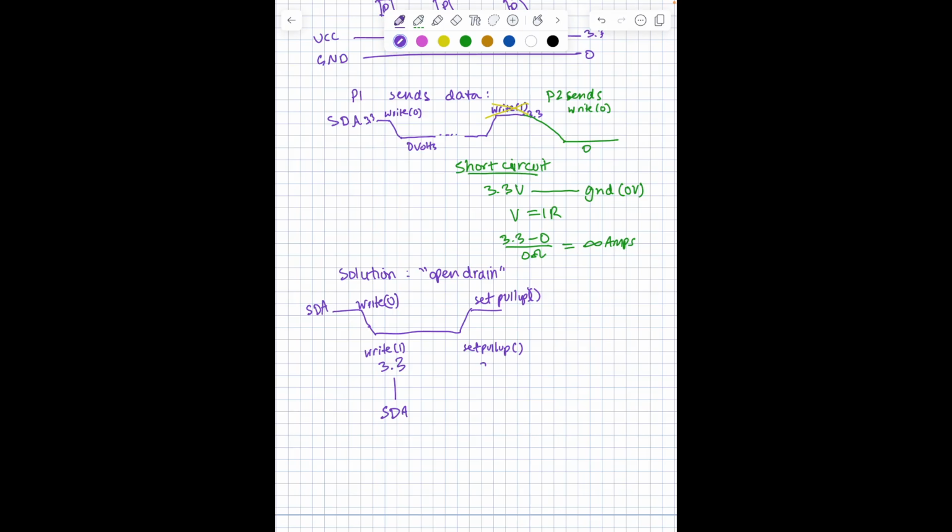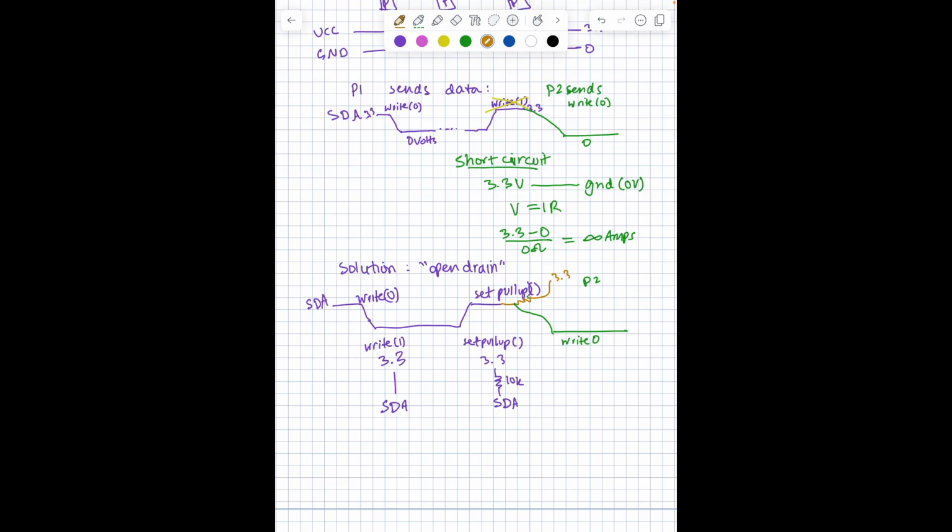When you set it to pull-up, you put it at 3.3 volts, but you put a little resistor in here, maybe 10 k ohms, and then you connect it to SDA. And so this is kind of better than what we were doing previously, because right now you have a resistor, and then that connects to 3.3 volts. But then if someone else comes along, if P2 wants to send, then you set this to 0. You write 0, right? You bring this down. But right now, the circuit looks like this. So you have a connection between 3.3, a resistor, and then ground. And so overall, the SDA line looks like this.